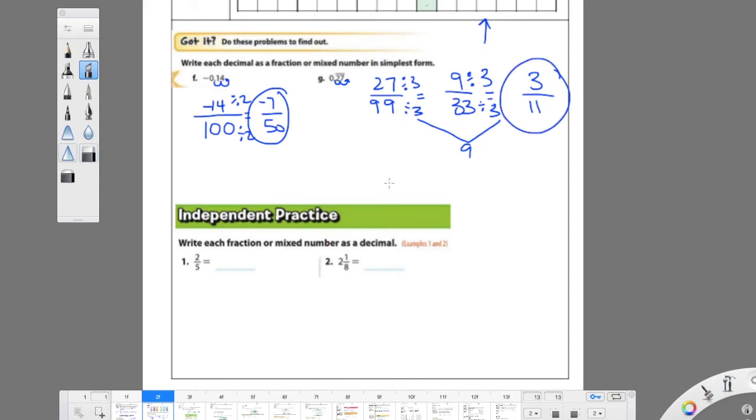All right, write each fraction or mixed number as a decimal. So this is just a little more practice like what we were doing on the previous page. So 2 divided by 5.